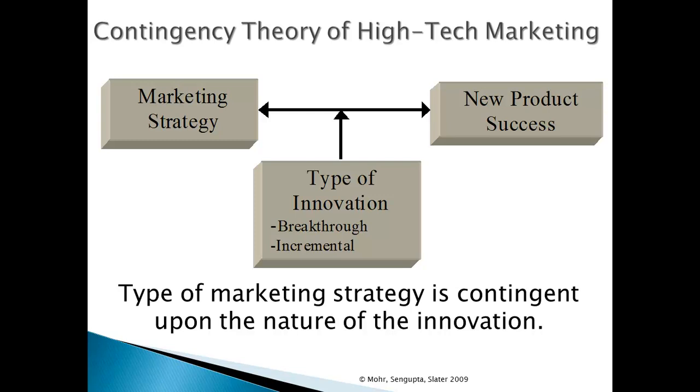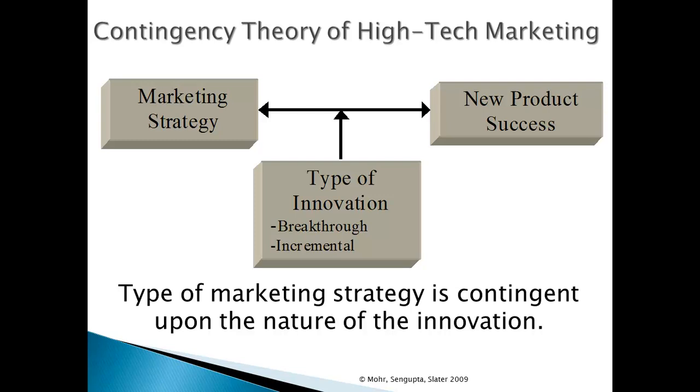The model we'll be using all semester for this class is captured in the contingency theory of high-tech marketing. What is the ultimate outcome variable? It's success of our new technologies. And what we learn in basic marketing is that there's a marketing toolkit: targeting, value proposition, 4 Ps, research, that if we just use those well, we're going to get new product success. But that's not true in high-tech industries. The type of marketing strategy depends on whether it's a breakthrough or incremental innovation.